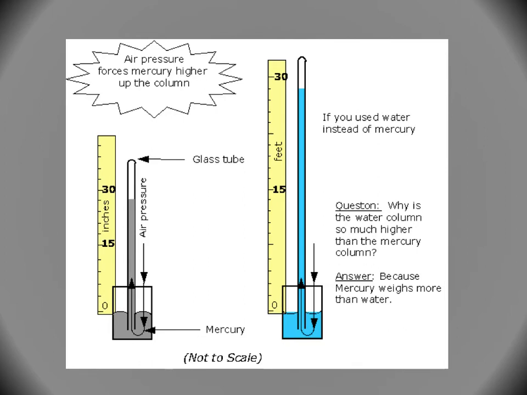And over here on the right side, if you use water instead of mercury, the question says, why is the water column much higher than the mercury column? Because mercury weighs more than water. So we use mercury mainly because we can make a smaller little object. We don't have to make this giant thing here on the right. Mercury is much more dense than water, so it makes an ideal little tool to make a small barometer.